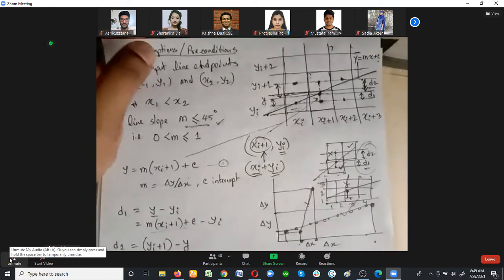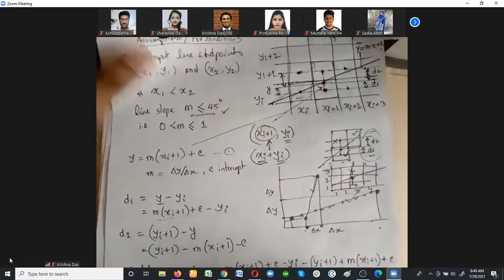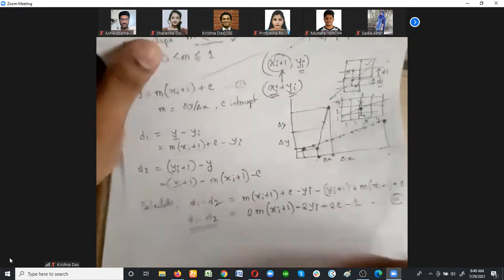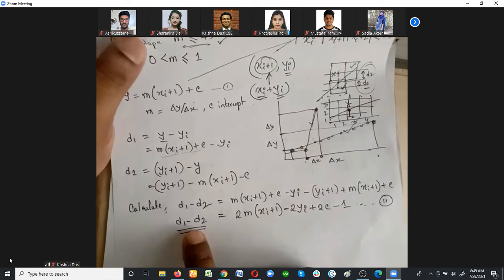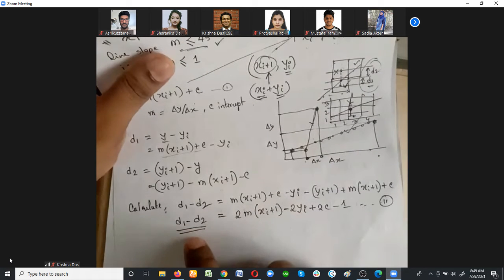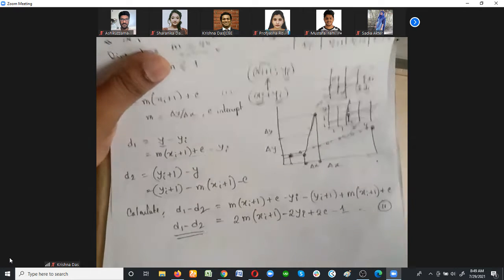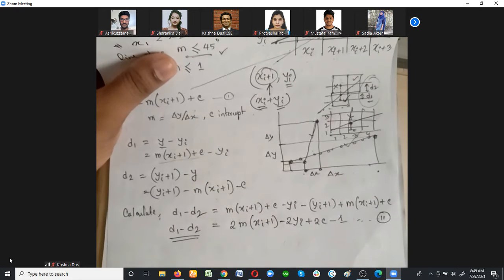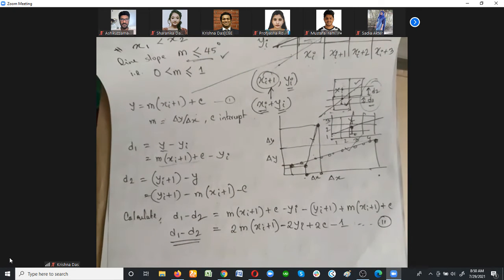Any other concern? Otherwise, we will move further on this equation for d1 minus d2. We already said why we subtracted: we are trying to make a relationship to find the difference between them, and on the basis of the difference, the computer takes the decision which one to pick up. So we are coming back to that.